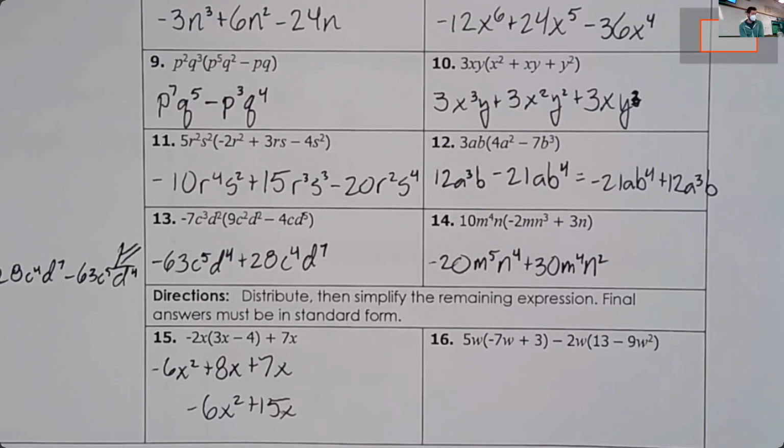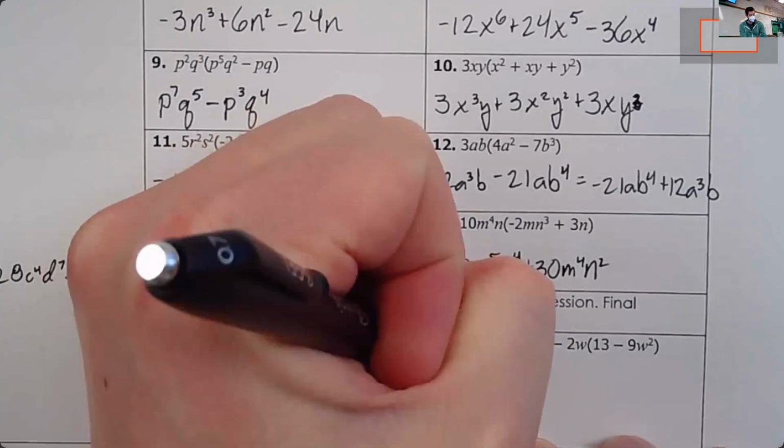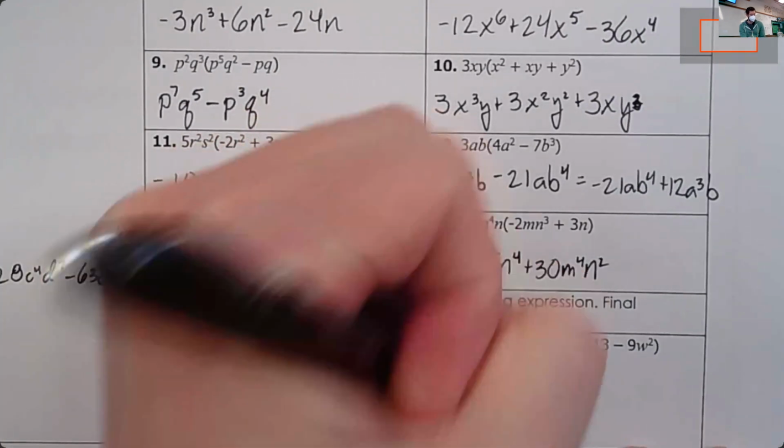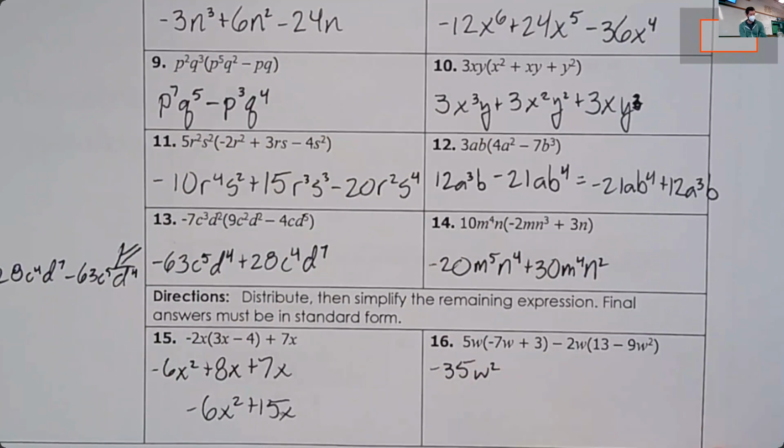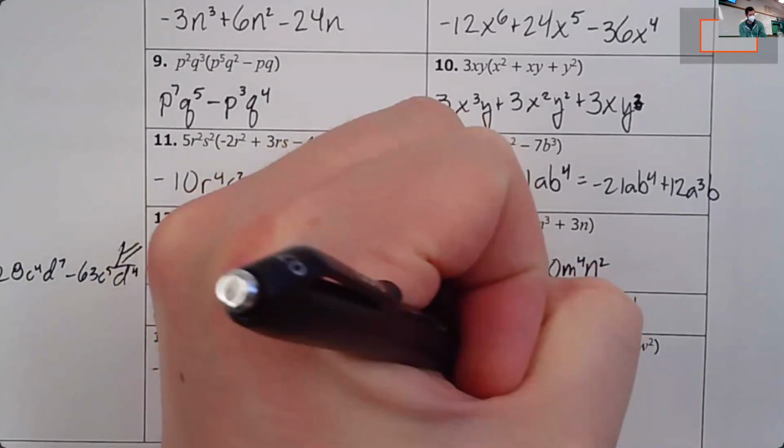Number 16 is very similar. We distribute twice, though. And there's one thing that you need to pay really close attention to when you distribute into the second set of parentheses. So let's do the first set first. 5w times -7w. 5 times -7 is -35. W times w is w squared. 5 times 3 is 15 with a w, so plus 15w.